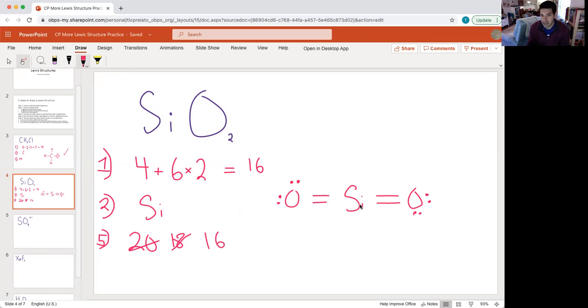So the Si still has an octet. It has 8 valence electrons around it, but now they're all in the form of bonding electrons. Silicon doesn't have any lone pairs, and the outer oxygens each have only 2 lone pairs now.